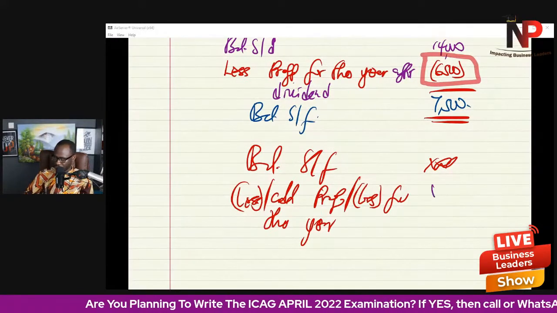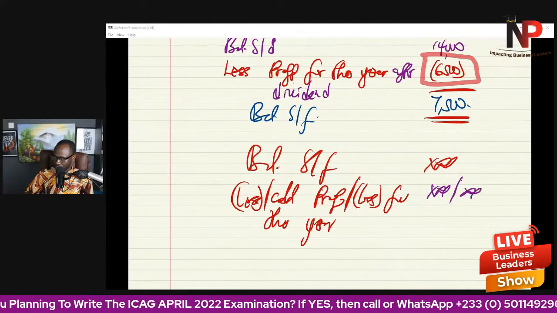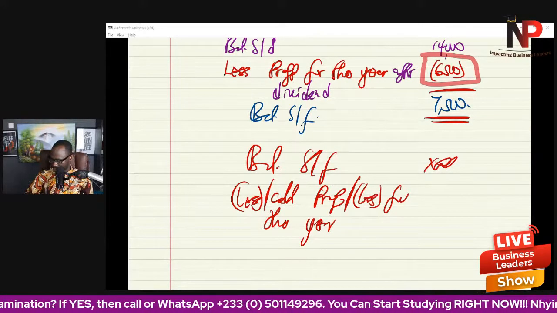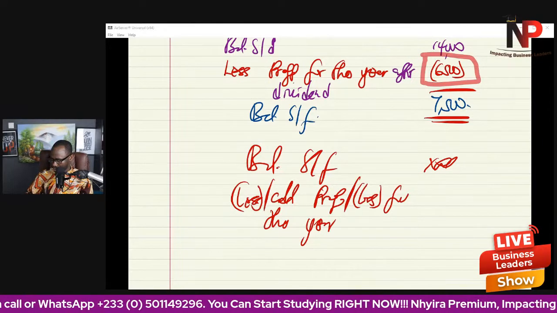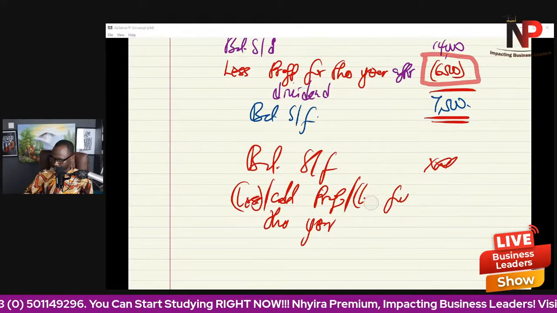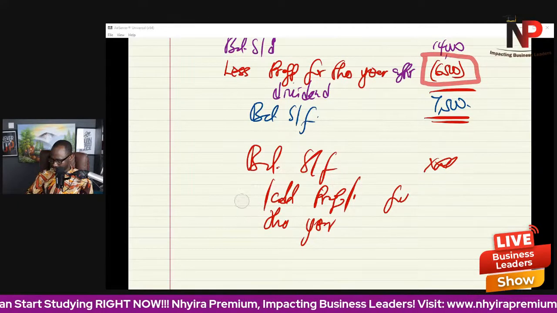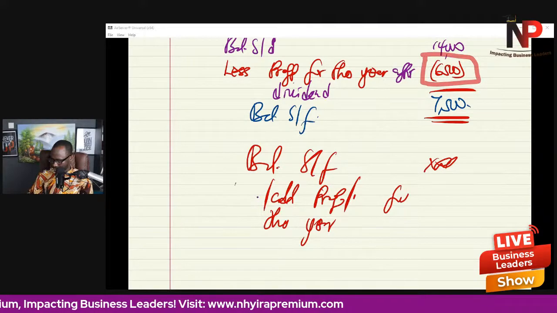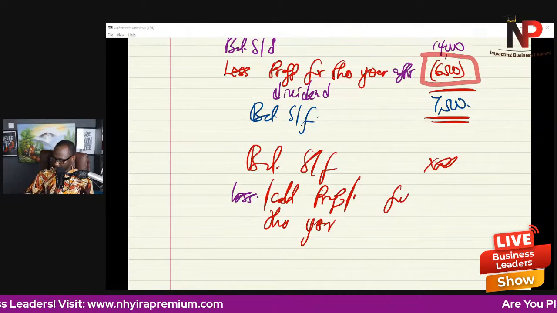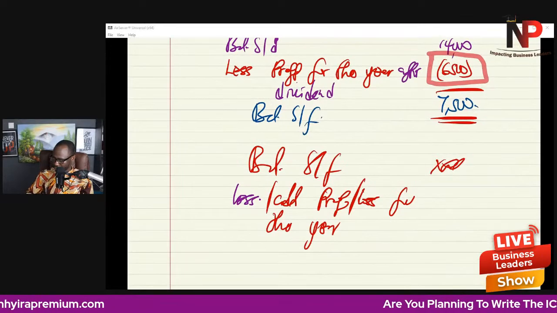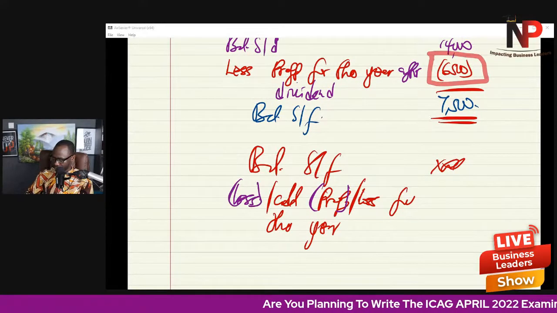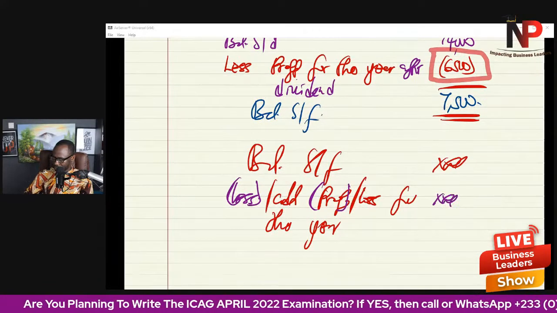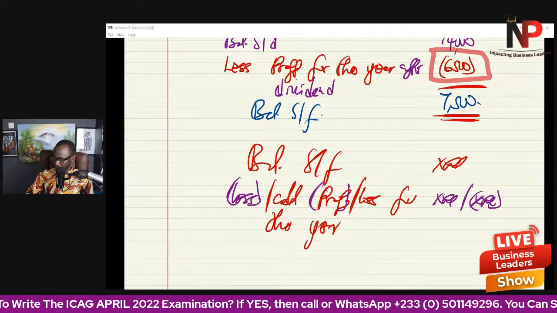If it is profit, we add. If it is loss, you subtract. Sorry, if it is profit, you subtract. If it is loss, you add. So let me re-quote these things up. So less or add profit or loss. If it was profit, you're going to less. If it is a loss, you're going to add there. So add if it is loss, less if it is profit.